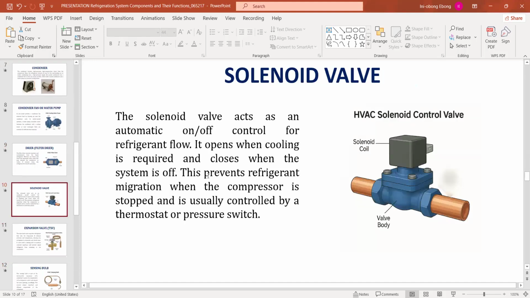So you also have a solenoid valve. The solenoid valve acts as an automatic on/off control for refrigerant flow. It's open when cooling is required and closes when the system is off. This prevents refrigerant migration when the compressor is stopped and is usually controlled by a thermostat or pressure switch.